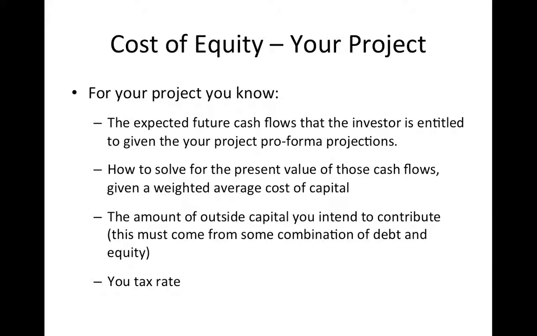You know how to solve for the present value of those cash flows given some weighted average cost of capital. So you've already done that. And you've estimated the amount of outside capital you intend to contribute to the business. That's your capital contributions. And this amount must come from some combination of debt and equity. And you know your federal tax rate.